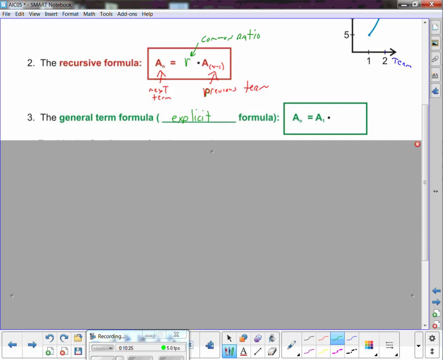Okay, so how does the explicit formula work? A sub n, any term. If we know the first term and we know r, we can get any term. So we're going to multiply times r, but now the r's exponent is n minus 1.